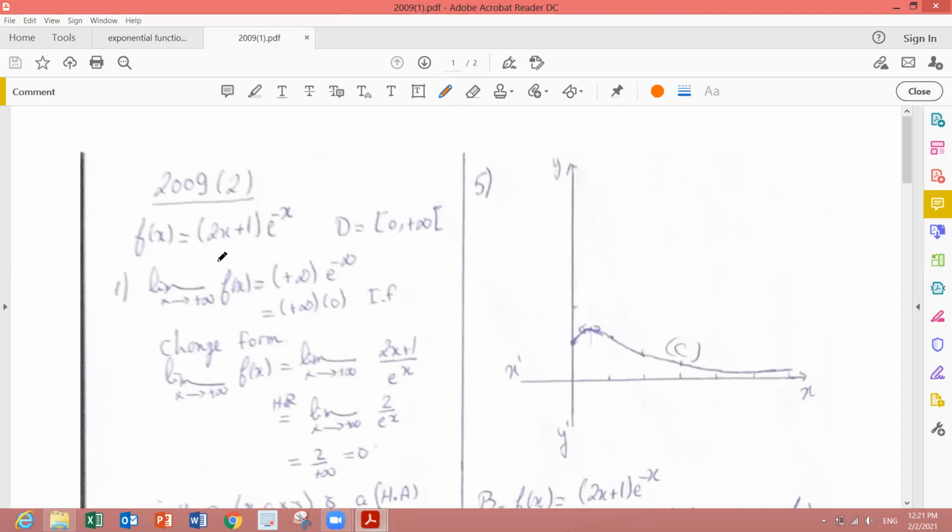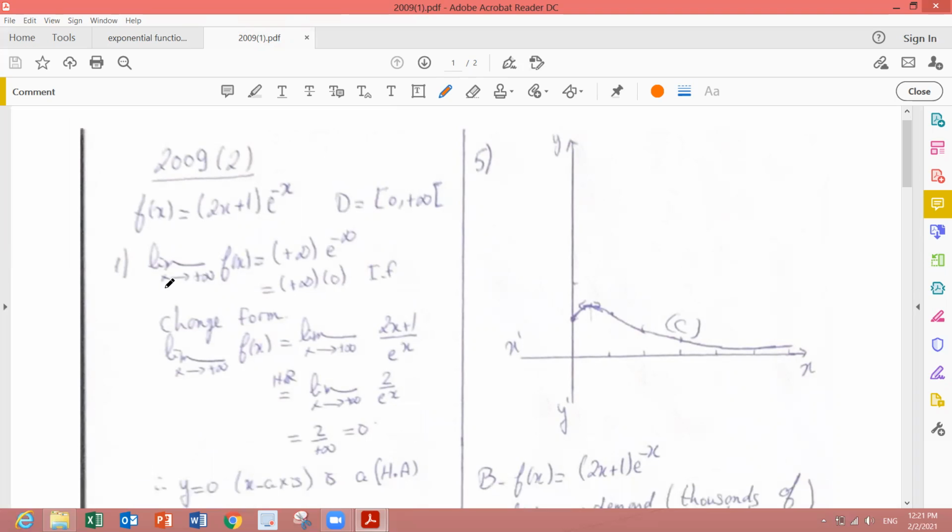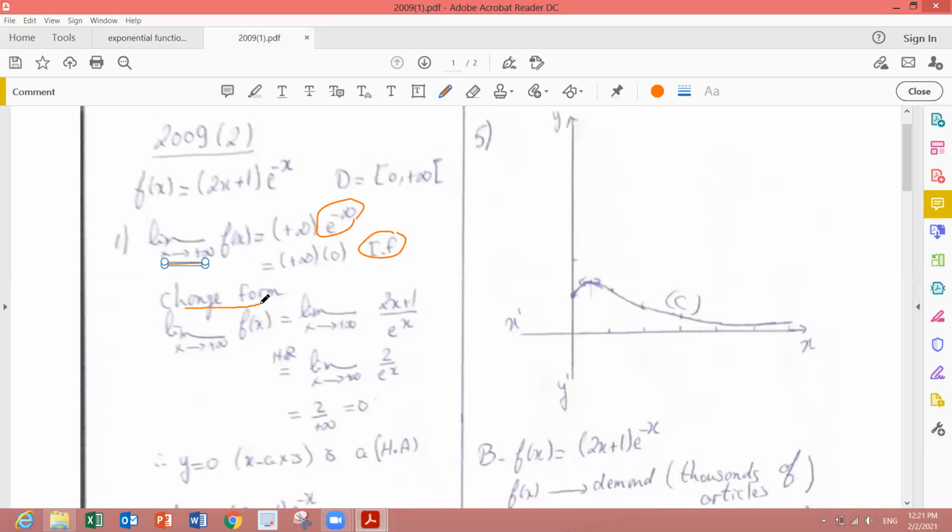So we have the limit as x tends to plus infinity of f(x). We replace x by infinity as we said. It is equal to plus infinity times e to the minus infinity. E to the minus infinity is 0. So infinity times 0 is indeterminate. Change the form.